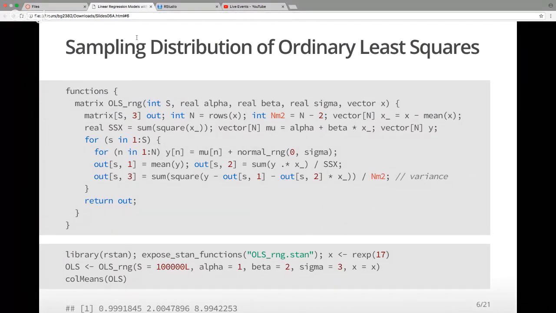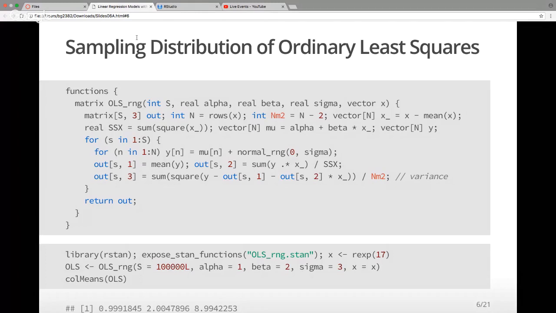model. So if we write a function to draw from the sampling distribution of the OLS estimator, the distribution of the parameter estimates across different realizations of the outcome variable, it would look like this. So we want to set up a matrix that is S by 3. S is the number of simulations that we want to do. We have 3 columns, one for the estimated intercept, one for the estimated slope, one for the estimated variance of the errors. We're going to do this all conditional on a single predictor, X.